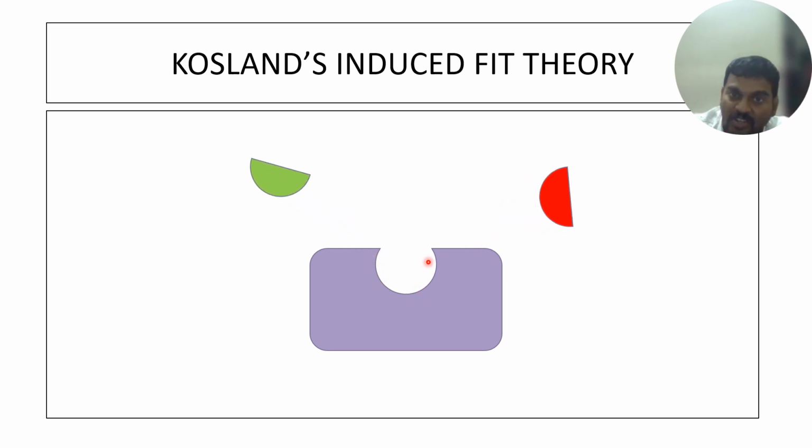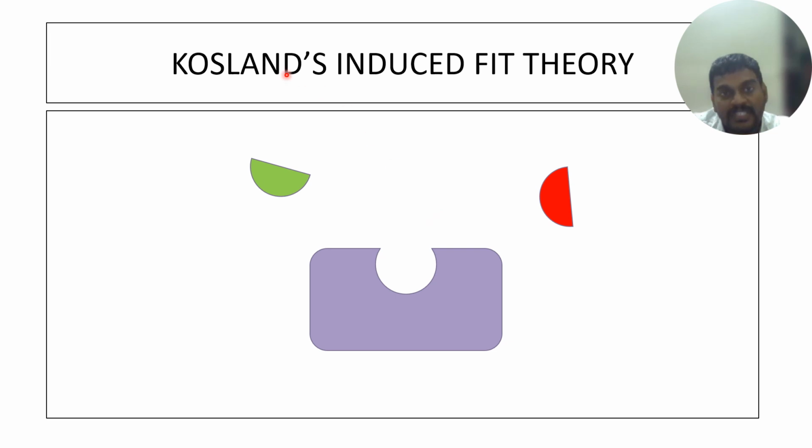So the active site is not initially complementary to that of the substrate. Once the substrate comes in contact with the active site, the substrate will induce conformational changes in the active site in such a way that the active site of the enzyme now becomes complementary to that of the substrate. Now the substrate will get attached to the active site and it will get converted to form product.